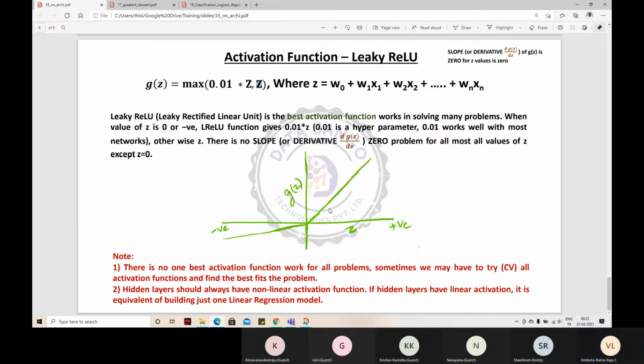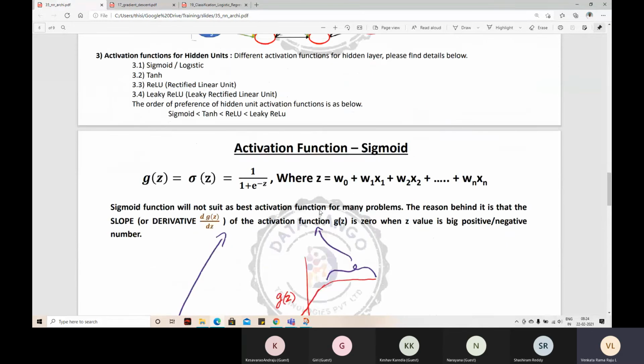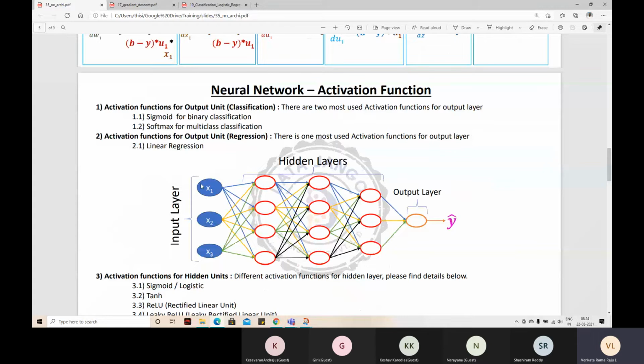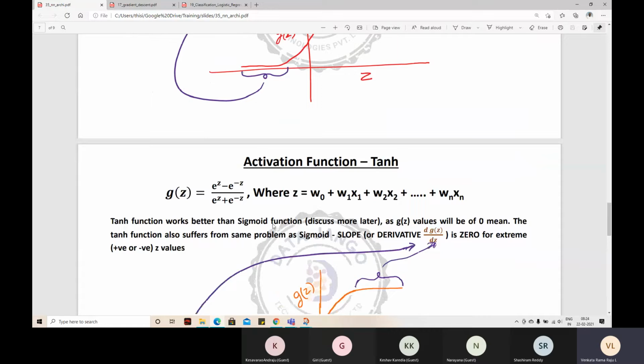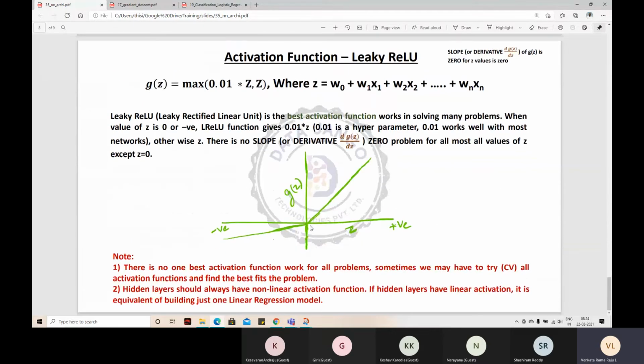So 99.999% of the times, there will be a derivative for this leaky ReLU. Only when z is equal to 0 is there no derivative. But z equal to 0 will happen very rarely, only when weights are all 0 or the inputs are 0. All inputs will not become 0, all weights will not become 0. So getting 0 is a very rare thing.